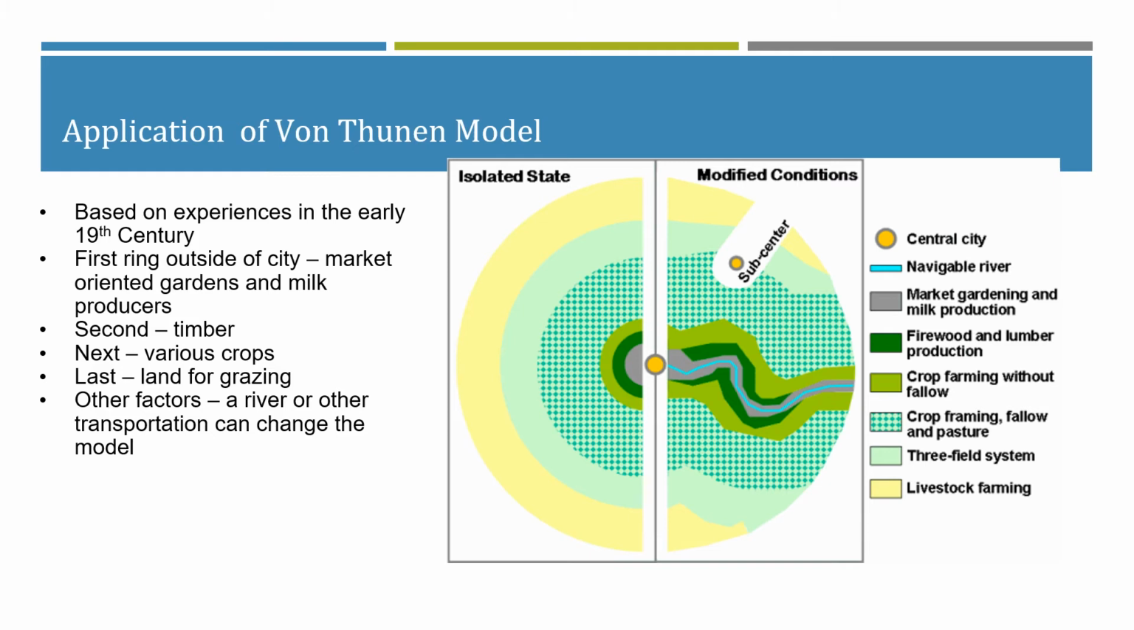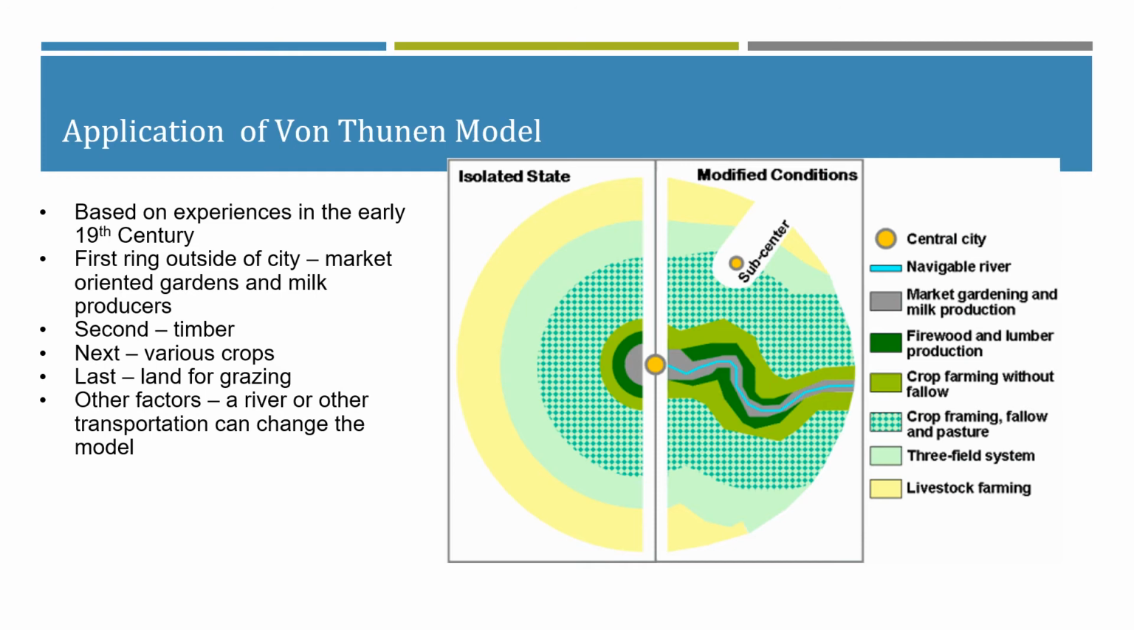Also, things to note, other factors like a river can also change where things are located. So you see here on the right-hand side that if you have a river that flows through a city, then instead of it going in concentric zones around the city, we're going to kind of see it go out from the river itself because you can use that river for very fast transportation. So you can produce milk further away if you have a river because you're able to get it to the city very quickly.